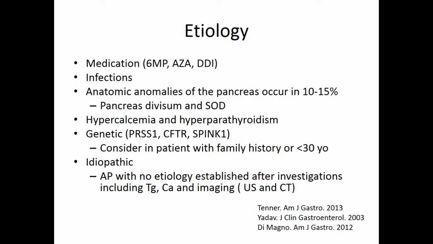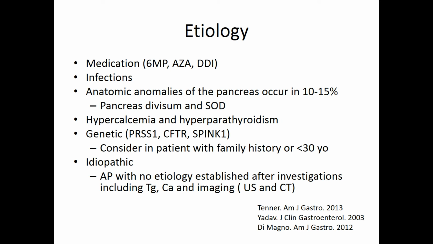Some infections also. Anatomical abnormalities can occur in up to 10 to 15% of cases, and then you would think of potentially pancreas divisum and sphincter of Oddi dysfunction. I would be careful attributing pancreatitis to sphincter of Oddi dysfunction and make sure that the patient is referred to a center specialized in pancreas disease to make that diagnosis. Hypercalcemia also can play a role.